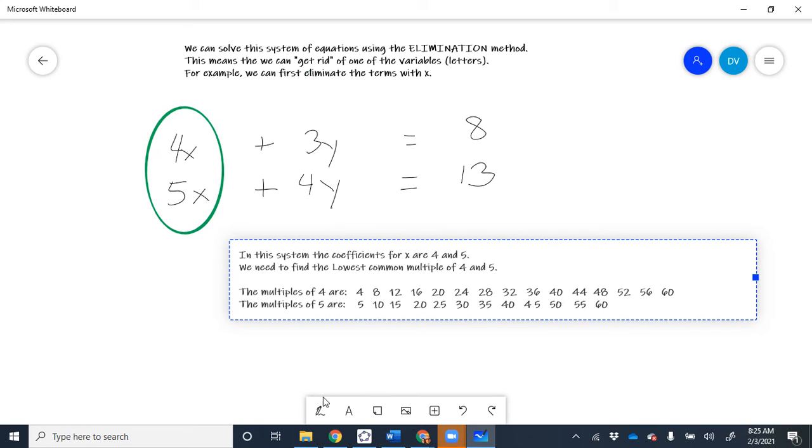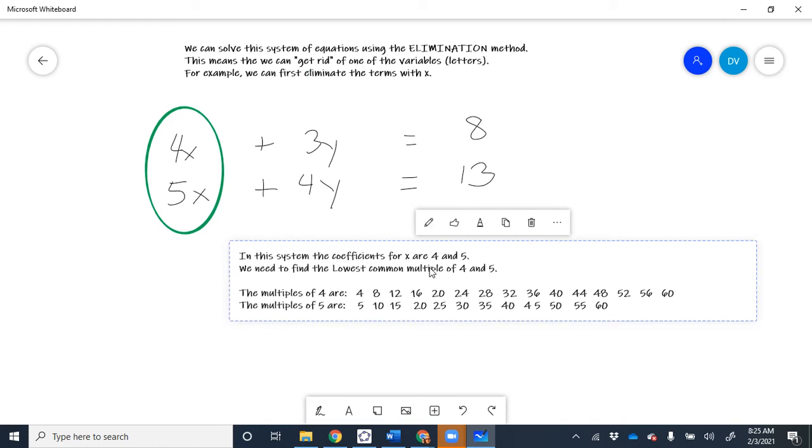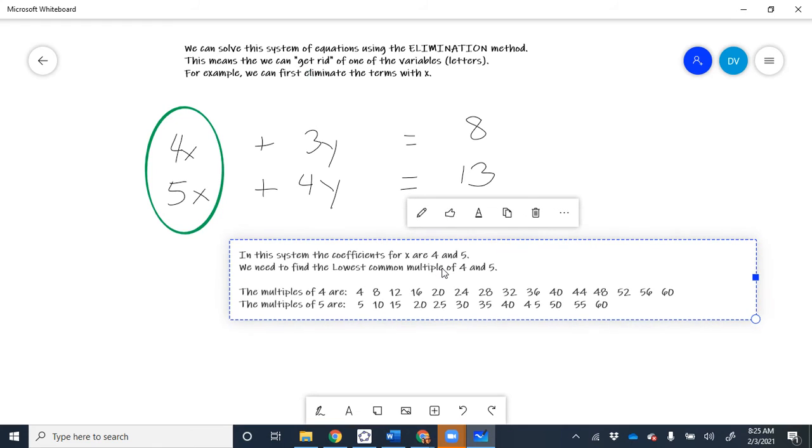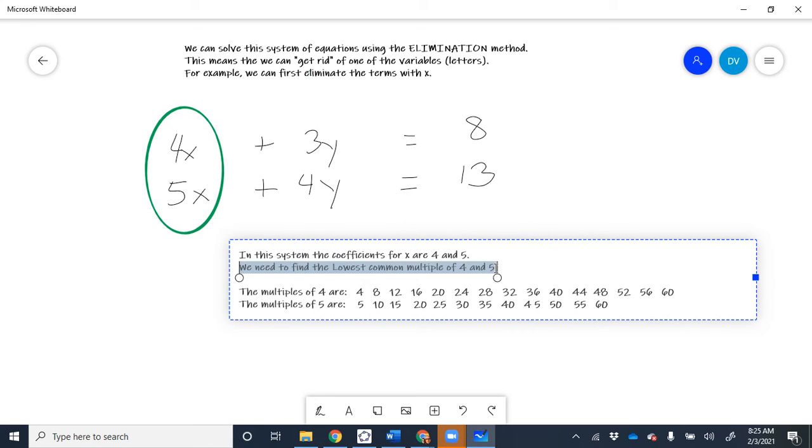Okay. Now, when I say we want the lowest common multiple, by the way, I'm going to fix that note here. I'm usually going to use an abbreviation for lowest common multiple. That abbreviation we'll often use is capital LCM. That just means lowest common multiple.